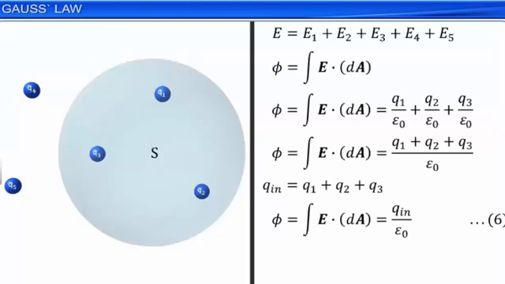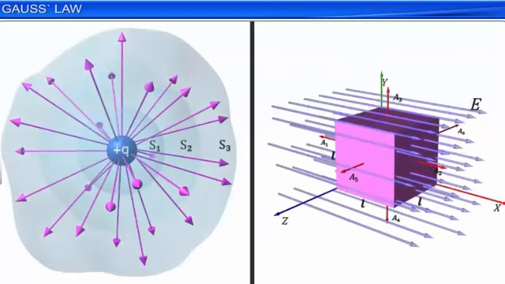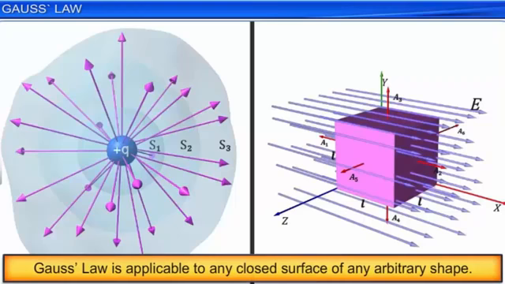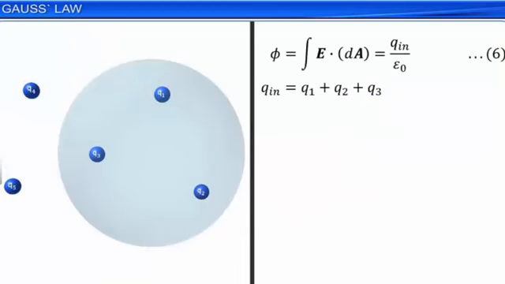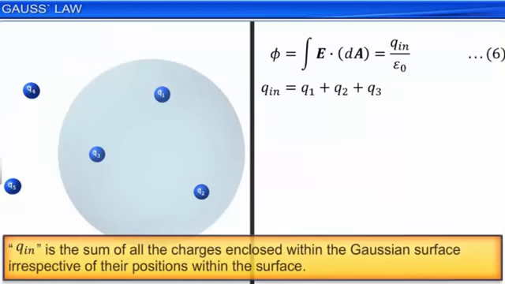From the above observations, we can look at some important points regarding Gauss law. Gauss law is applicable to any closed surface of any arbitrary shape. In the mathematical form of the Gauss law, we see that Qin is the sum of all the charges enclosed within the Gaussian surface, irrespective of their positions within the surface.